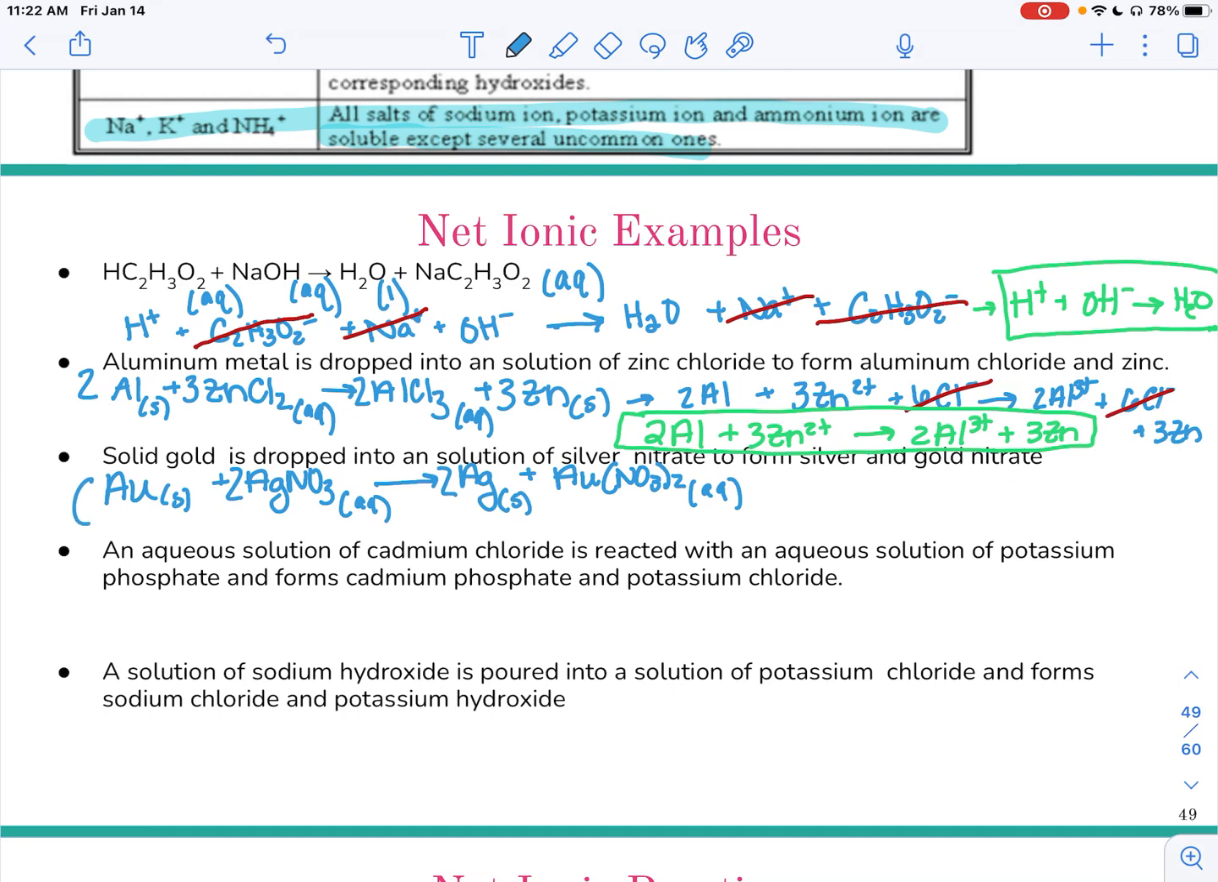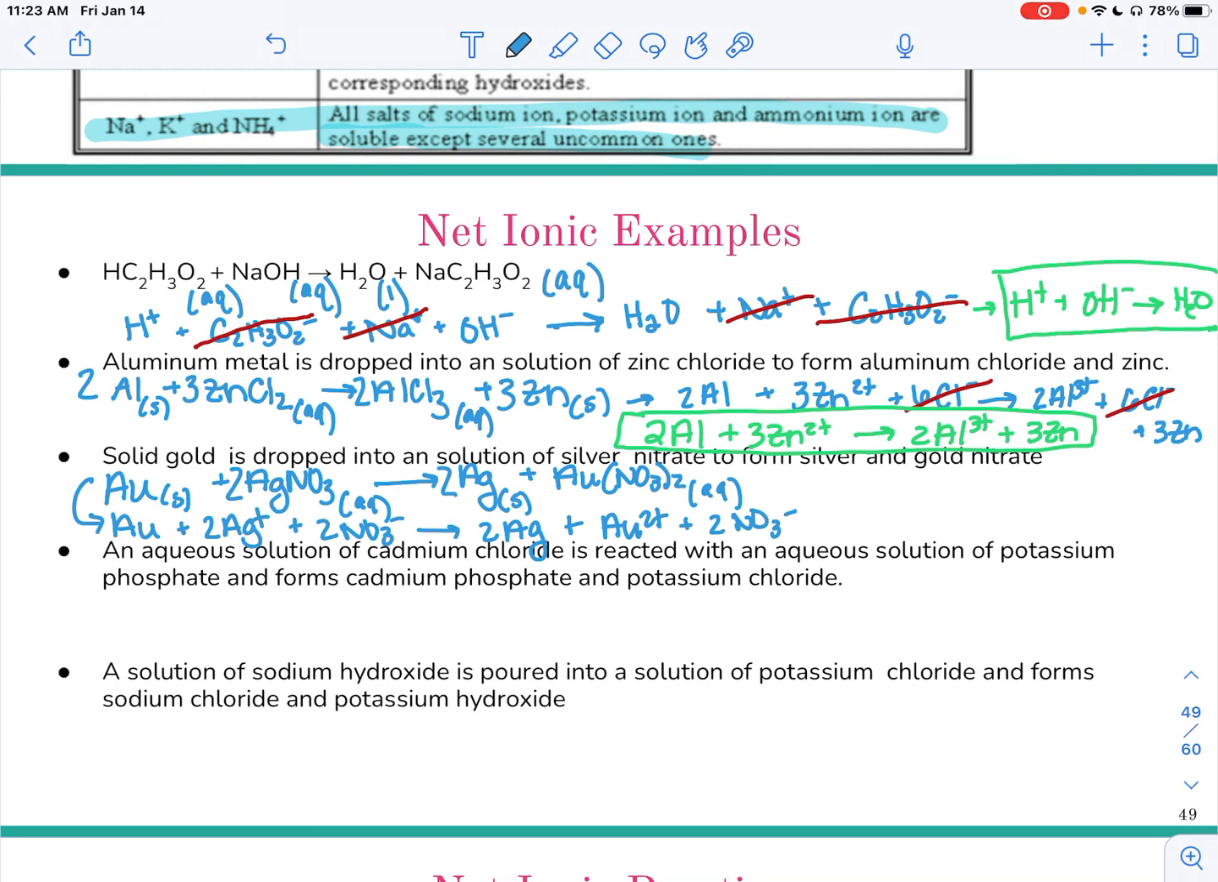So now I'm going to split them up into their ions down here, give myself a little more room. So Au stays as Au. We have 2 silver ions and 2 nitrate ions. And then we have 2 Ag plus, Au2 plus. And again, that 2 doesn't apply to the gold because it's just attached to the polyatomic. And then we have 2 nitrate ions.